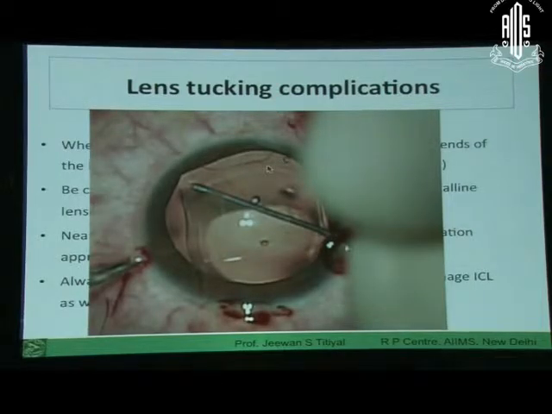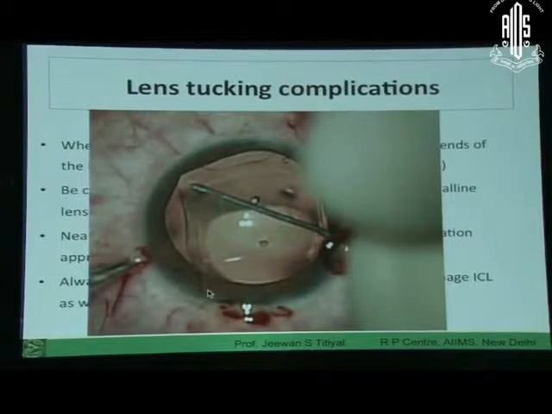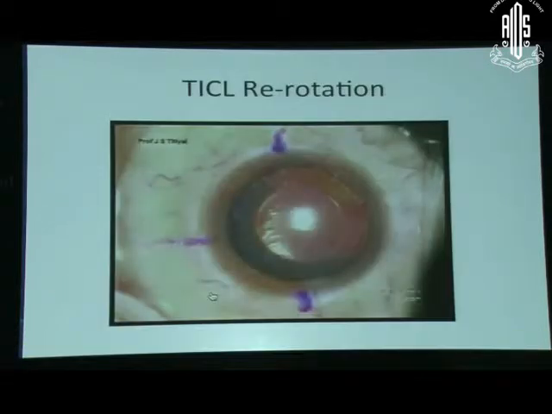Once you have tucked 2 haptics, when you are trying to tuck this one, always use the central part of the lens to get the lens to this side. Then the peripheral haptics will be visible. Then tuck these haptics. Don't try to pull the lens from the peripheral part of the haptics. Axis rotation, Dr. Ramamurthy talked about. I will not repeat this.